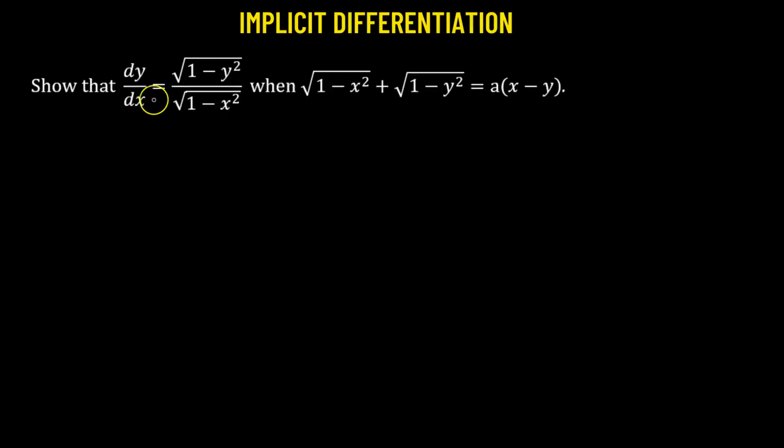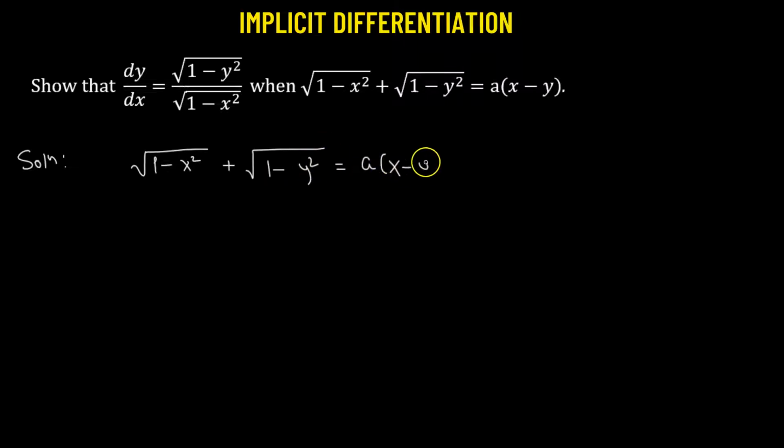We need to show that the derivative of y with respect to x is given by the following expression when we have a function in its implicit form. So let's begin. We begin by considering our implicit function, which is given by square root of 1 minus x squared plus square root of 1 minus y squared equals a times x minus y. Let's label this as number 1.